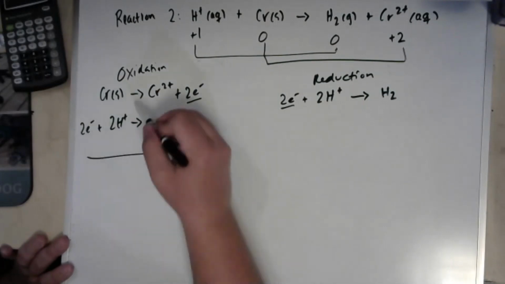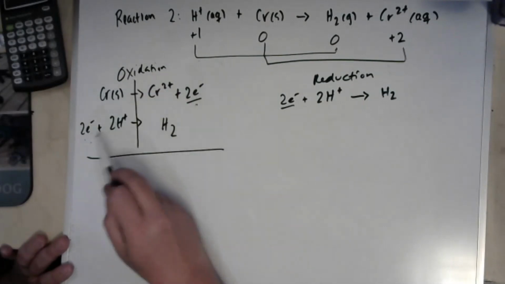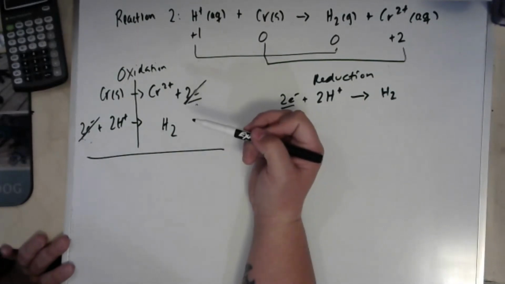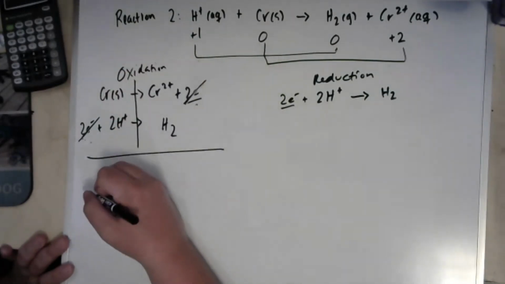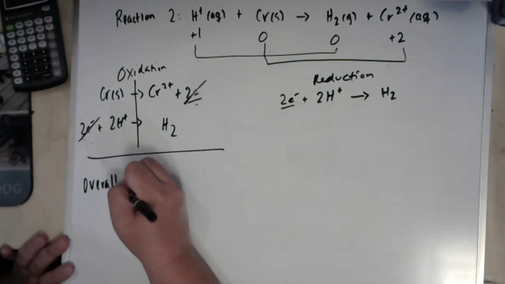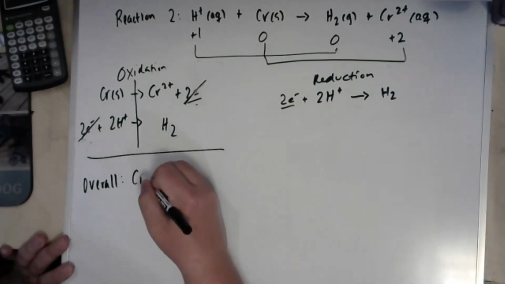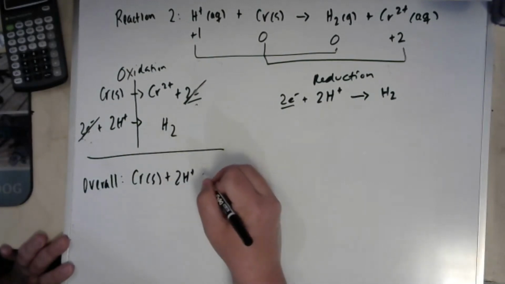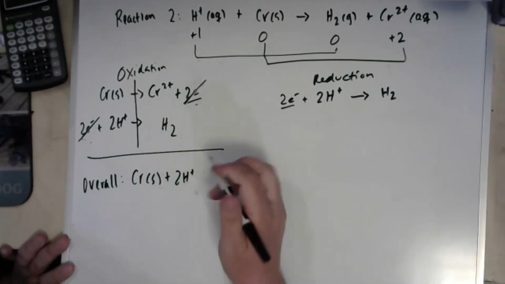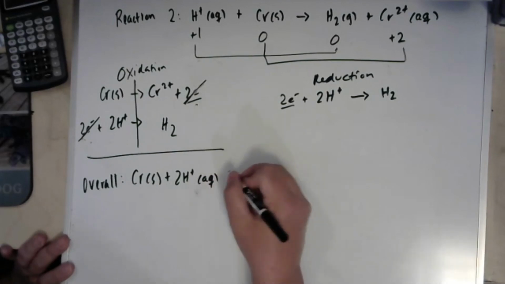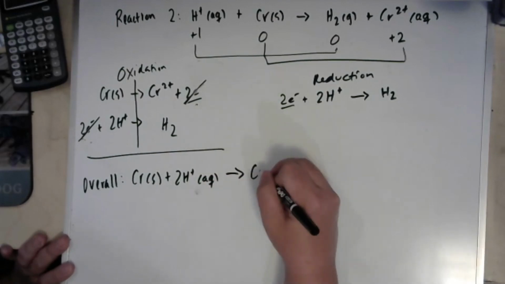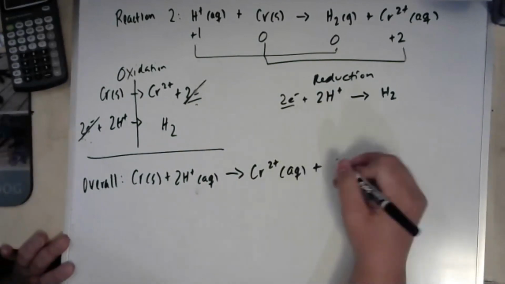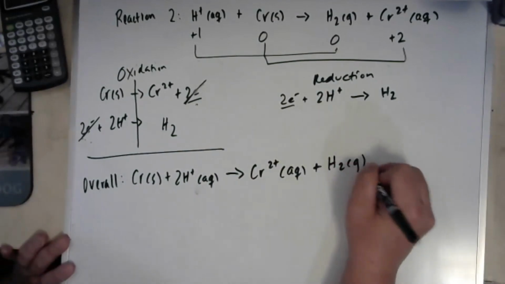Okay, so I see again that my electrons are on opposite sides, so they're going to cancel. Everything else is going to stay in the reaction and it's going to come down for my overall reaction, which will be chromium solid plus 2 hydrogen ions. Oh, and those hydrogen ions are aqueous. Gives me chromium 2+ aqueous plus H2 gas.